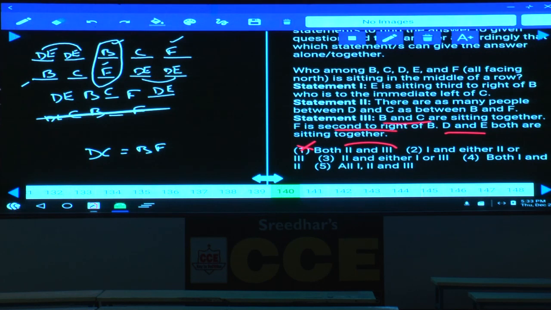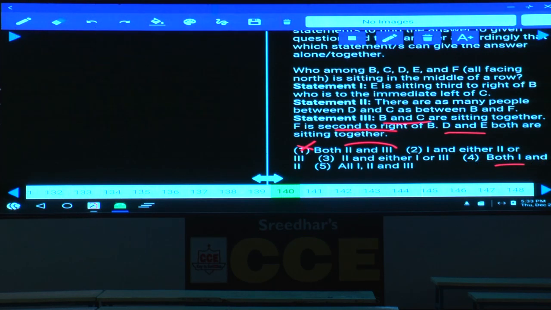Then what is the other possibility we can have? Combination of 2, both 1 and 2. Now we have both 1 and 2. Now we need to check out both 1 and 2. Now with the help of 1 and 2, what is given here? Condition number 1, E is seated third to the right of B. B is here, 1, 2, E is seated third to the right of B.